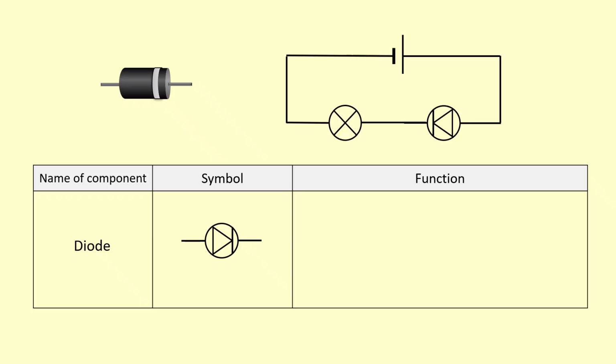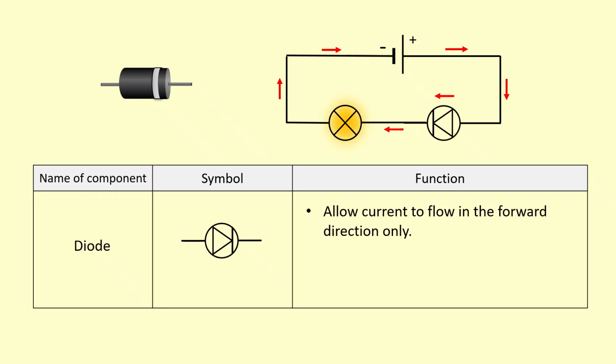So let's connect it to a circuit first. In a circuit like this, we've got the positive and negative ends of the cell, and current is going to go from positive to negative. When it goes through the diode, as long as the current is flowing in the direction of the arrow, it's okay, it will work. And so in this case, the current will flow and the bulb will glow. Okay, so it allows current to flow in the forward direction.